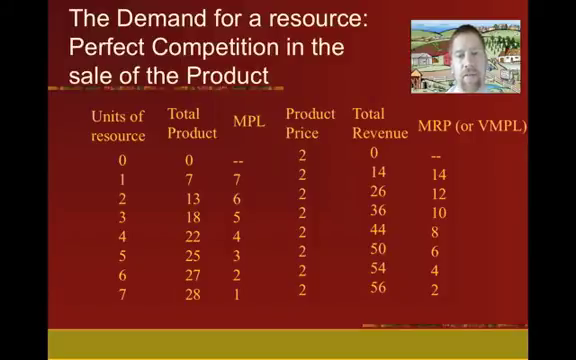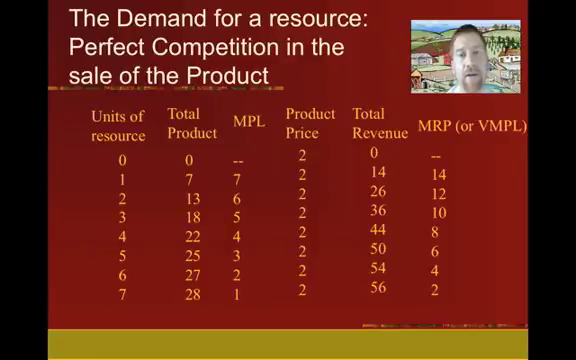But if I put the numbers in between, sometimes it's hard to tell. Should I be buying 1 unit of this resource or 3 units of this resource? How many should I buy? So I put that little dash above, and maybe you want to do that too to make it a little clearer. The product price, well, this is for perfect competition.